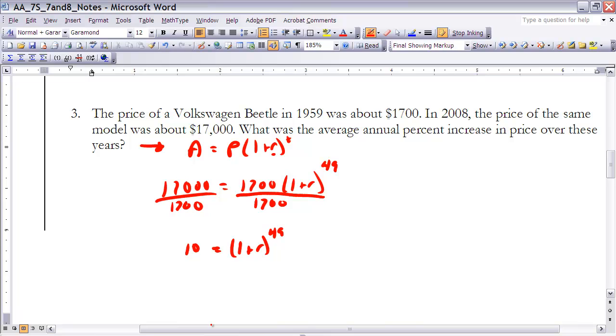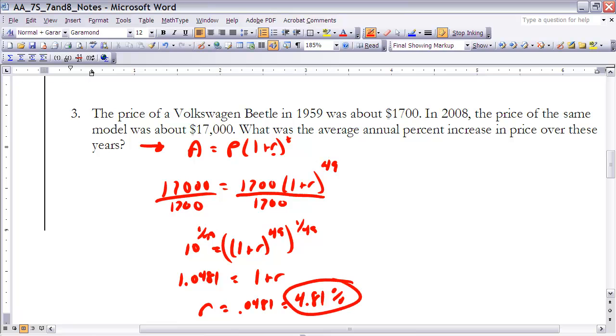Well, to figure out what that is, I can raise this to the 1/49th, and I can do the same over here. Now if I do that and solve for R, I'm going to get 1.0481 is equal to 1 plus R, and then if I subtract 1 from both sides, R is equal to 0.0481, or 4.81%. That would represent the annual percentage increase.